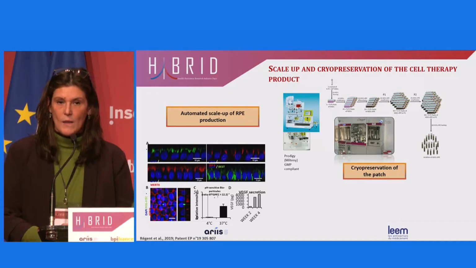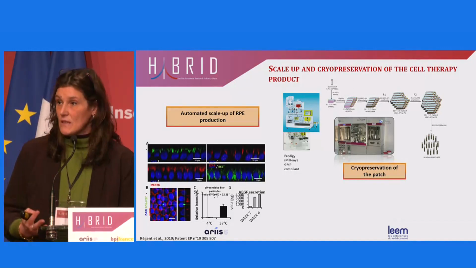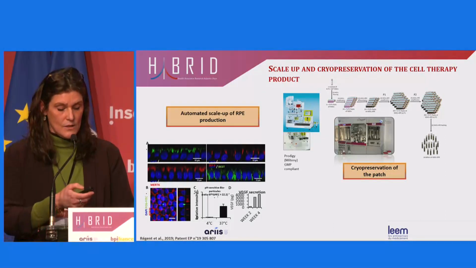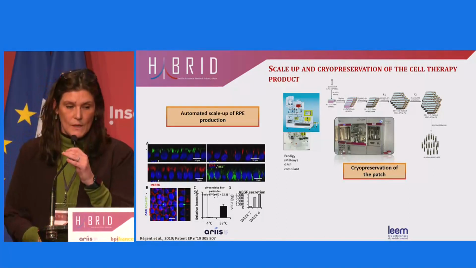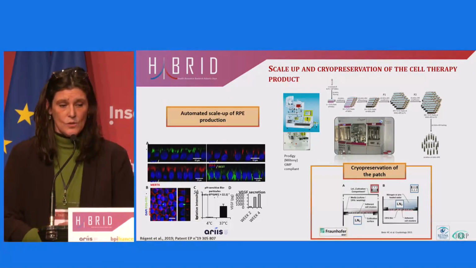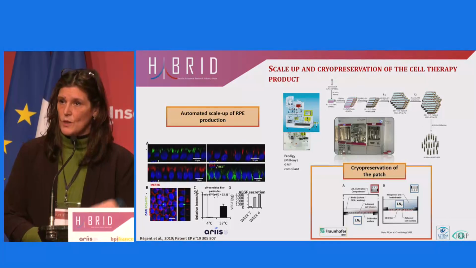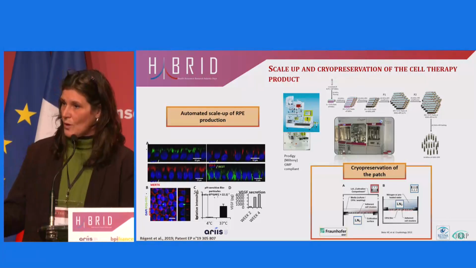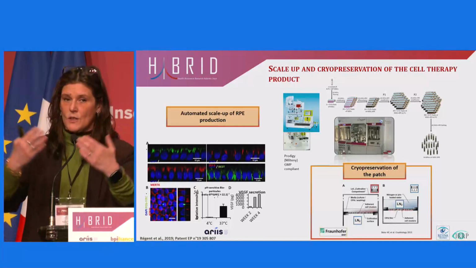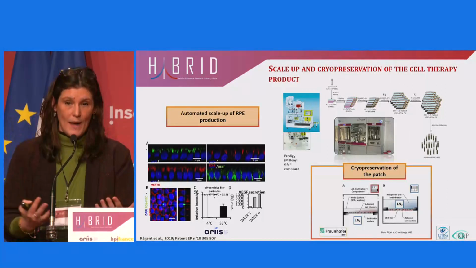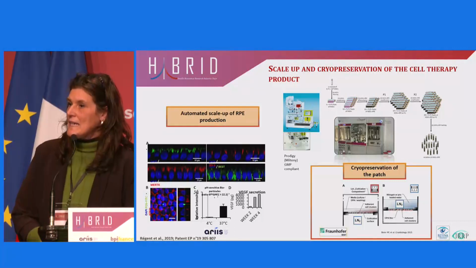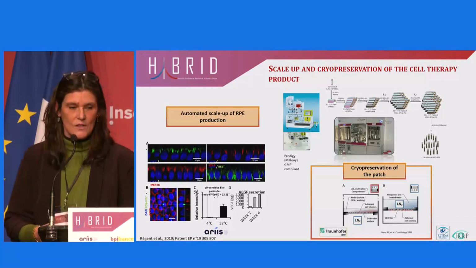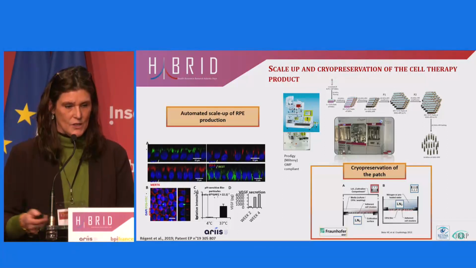And from 1 million, we obtained 16 billion cells with exactly the same quality as those produced manually. And the second aspect is also to work on cryopreservation, because we know how to cryopreserve the cells, we know how to cryopreserve the membrane, but now we're trying to cryopreserve the entire patch to have a sort of off-the-shelf product that could easily go to the patient, and to also reduce the cost of the production of this patch.